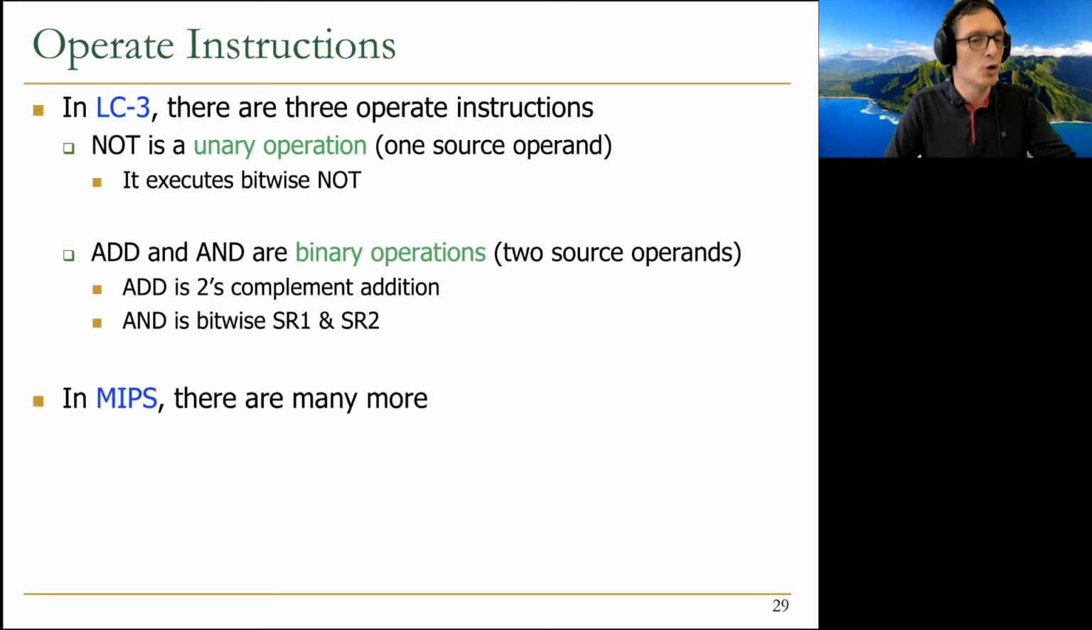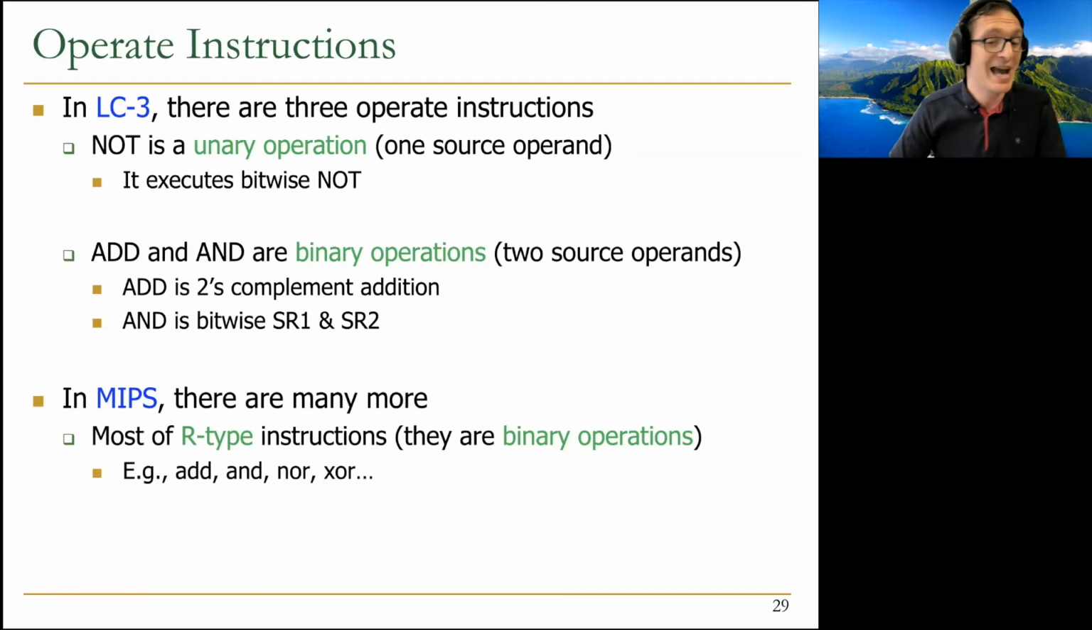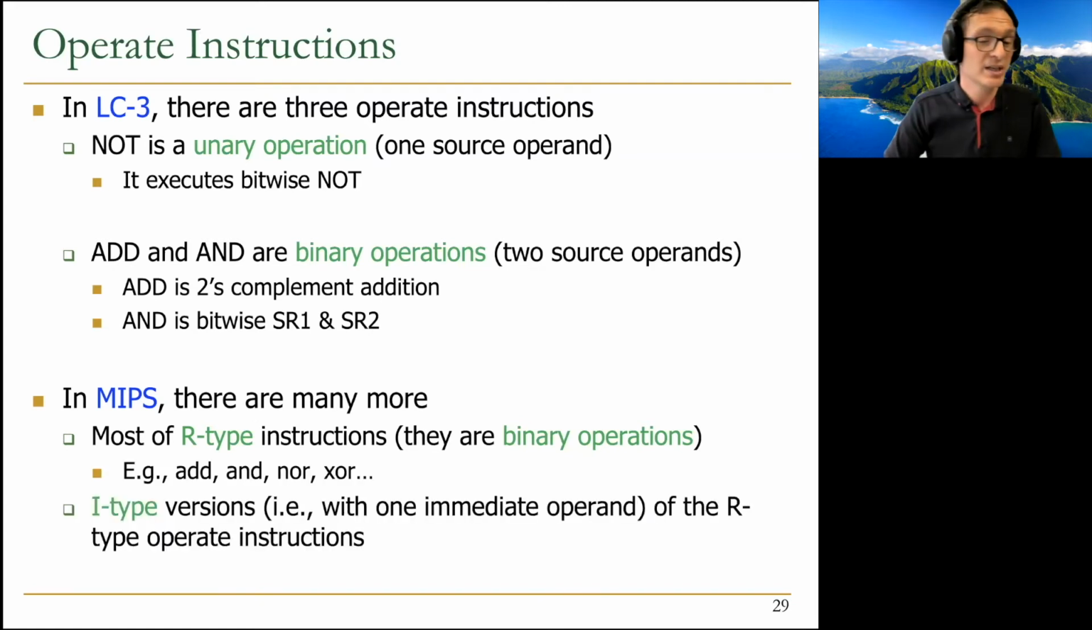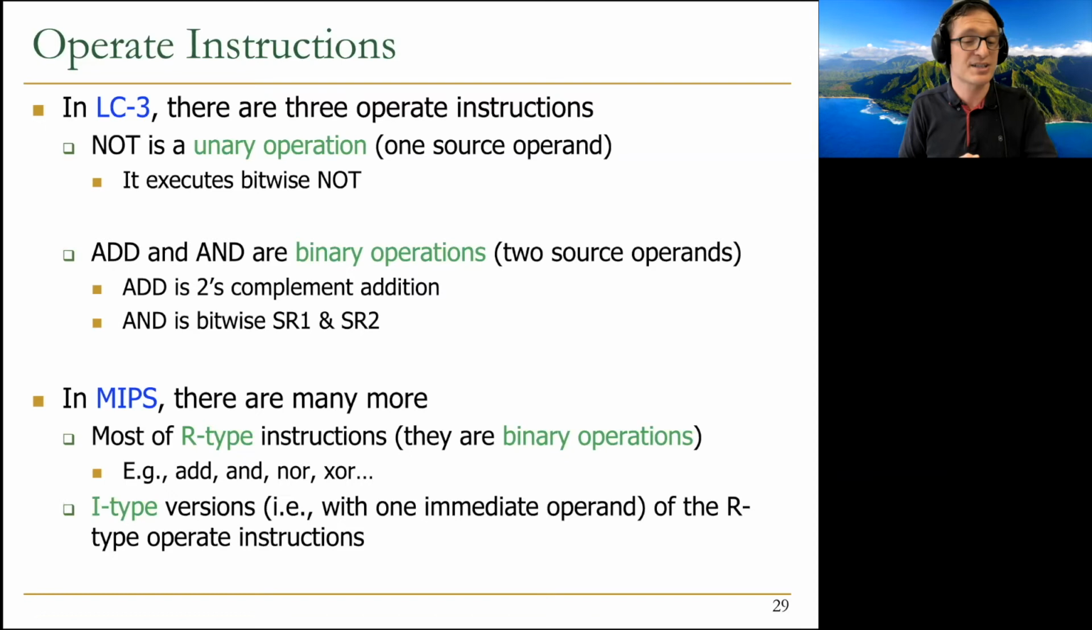In MIPS, there are many more, as you have seen in the funct field earlier. Most of our R-type instructions actually encode binary operations: add, AND, NOR, XOR, for example. And there are also I-type versions, meaning they have one immediate operand. So in addition to a register, they basically do a register plus immediate operation, as opposed to register plus register. Instead of having 2 registers as source operands, they have 1 register as source operand and 1 immediate that comes from the instruction encoding as an operand. So let's take a look at these operations a little bit.